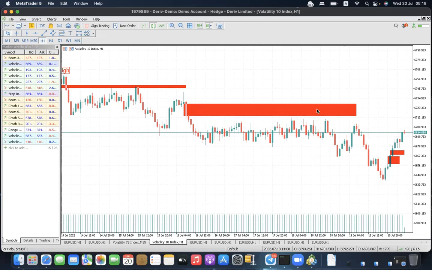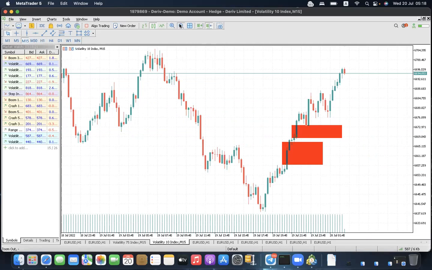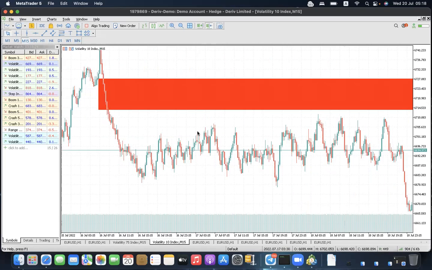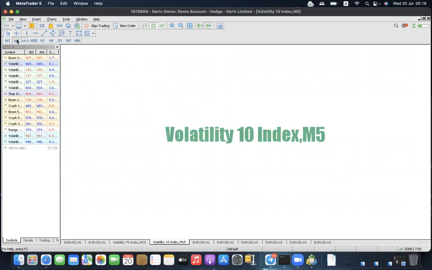So we anticipate that since we have a high here, a low here, a high here, you can see that we have another high here, but it didn't leave any imbalance in this time frame that we see. But maybe if we scroll in M15, we can see an imbalance. Is there an imbalance that we can see here? No, there isn't. What about in M5?